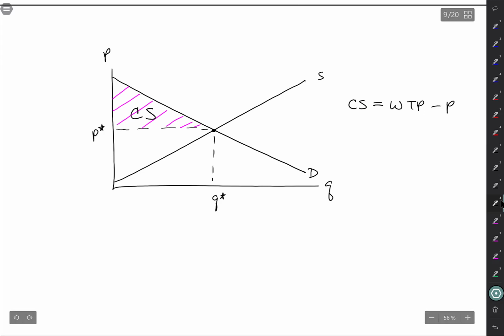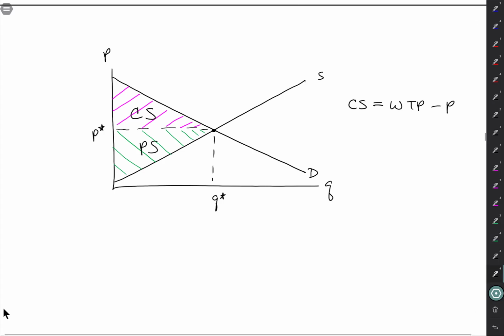Producer surplus is the difference between the price they get paid, producers, and the cost of production up until the amount of units that they sell. So up till Q star. So producer surplus, as we talked about earlier, is this region here. So that is producer surplus. And remember, producer surplus in equation form is the difference between price and the cost of production. Cost being reflected on the supply curve, willingness to pay being reflected by the demand curve.